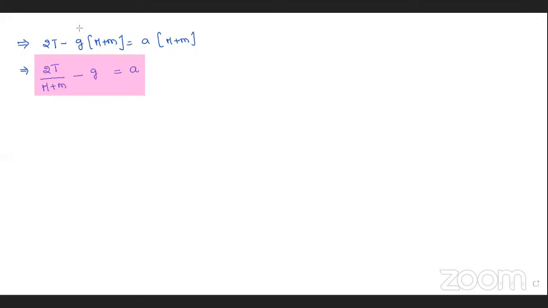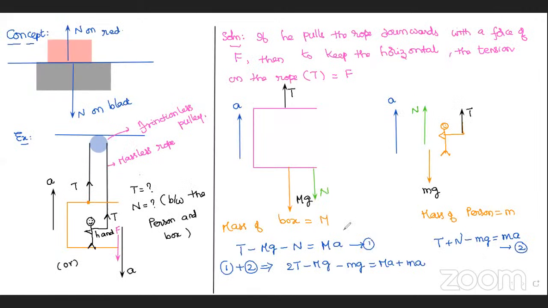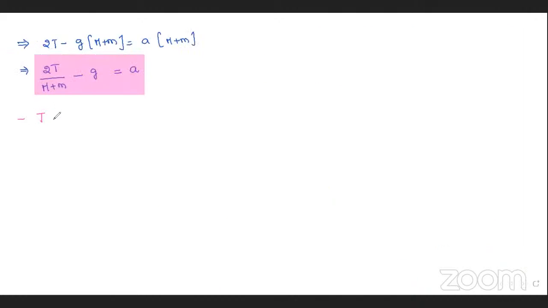But he did not ask for the acceleration. He asked for the normal reaction. So substitute this A either in the first equation or the second equation. That is your wish. Suppose I substitute in the second equation: T plus N minus mg equals small ma, equation 2. In this, I substitute the a value here.